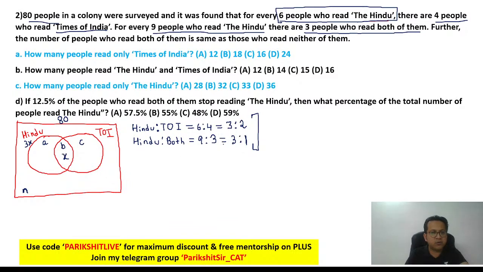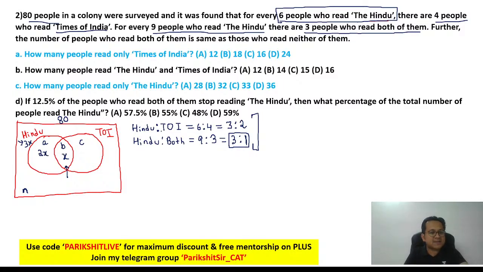That's the ratio. I hope you are able to realize that. Can you see this ratio 3:1? What is this ratio? Hindu to both. So if both is B, and B is X in our diagram, then Hindu is going to be 3X. Someone might say, why not A is 3X? They are not saying Hindu only. If they had said Hindu only, I would have said A is 3X. But because they are saying Hindu, it is that entire circle which is 3X. So if the entire circle is 3X and B is X, then A is going to be 3X minus X, 2X. A is going to be 2X.